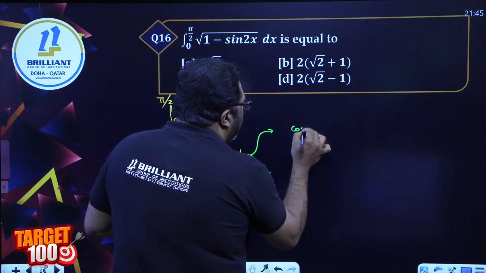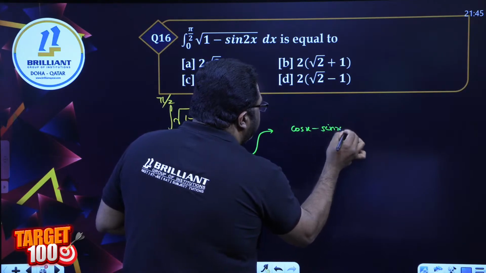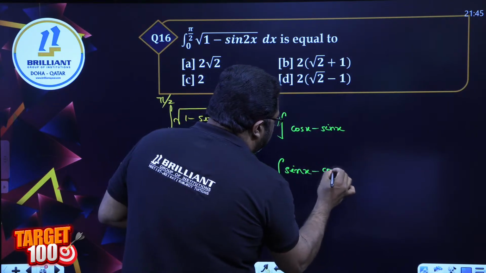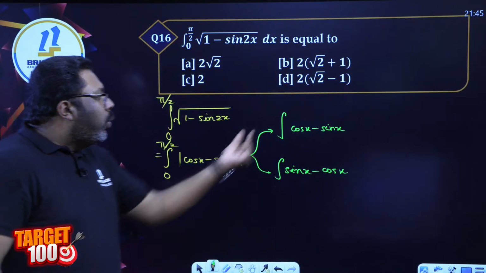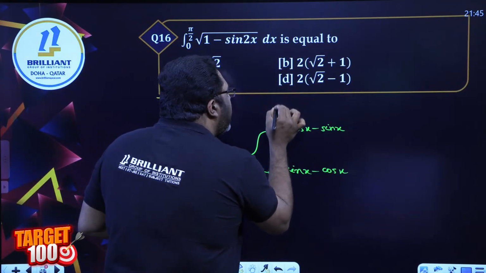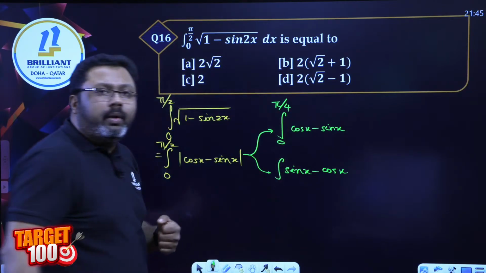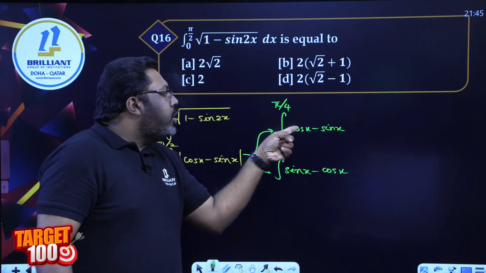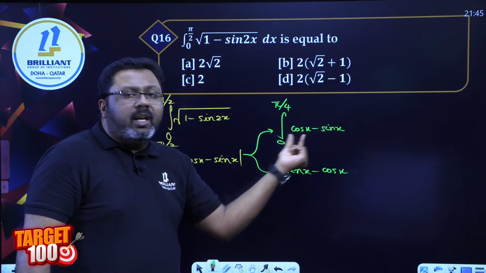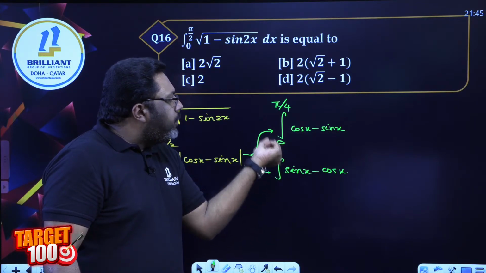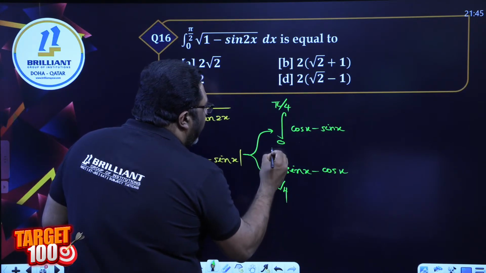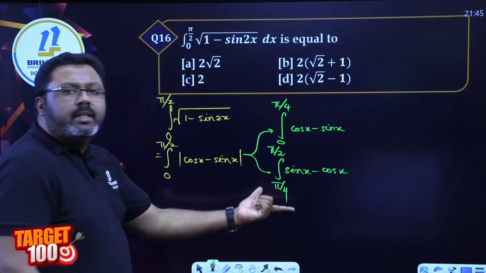Modulus can be positive cos x minus sine x or negative, which is sine x minus cos x. Both are possible. So when does cos x minus sine x remain positive? When the limit is from 0 to 45 degrees, pi by 4. Because when you start from 0, cos 0 is 1, sine 0 is 0. But when it reaches 45 degrees, they become equal. So it remains positive from 0 to pi by 4, but negative from pi by 4 to pi by 2. So this is how you have to do it.